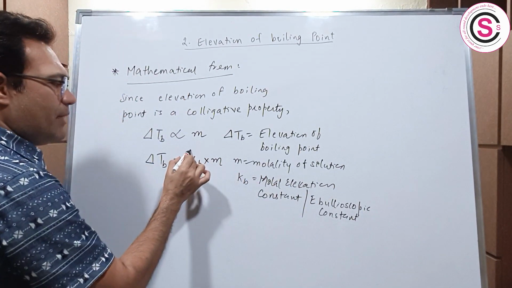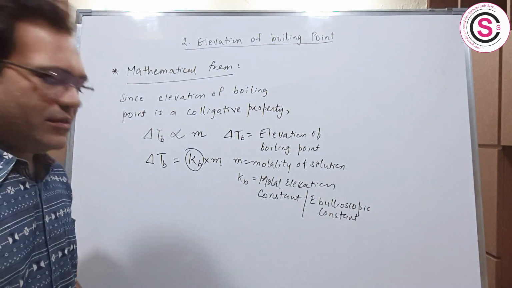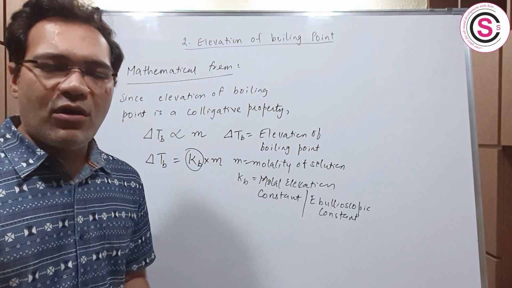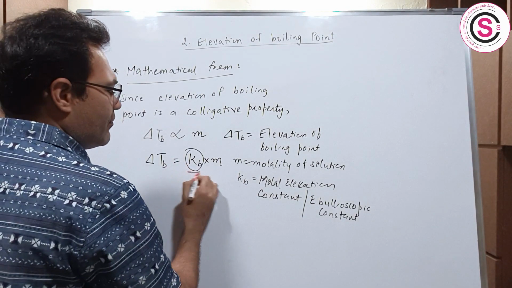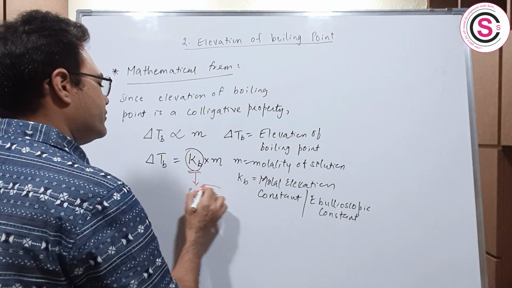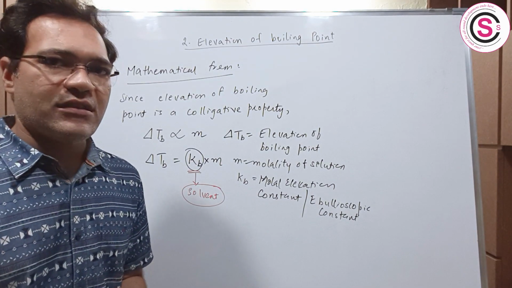Correct? This Kb is known as the molar elevation constant and the ebullioscopic constant, right? Before we proceed further, I would like to tell you one thing about Kb. This Kb only depends upon the solvent used. Kb is a function of solvent. It only depends upon solvent, right?